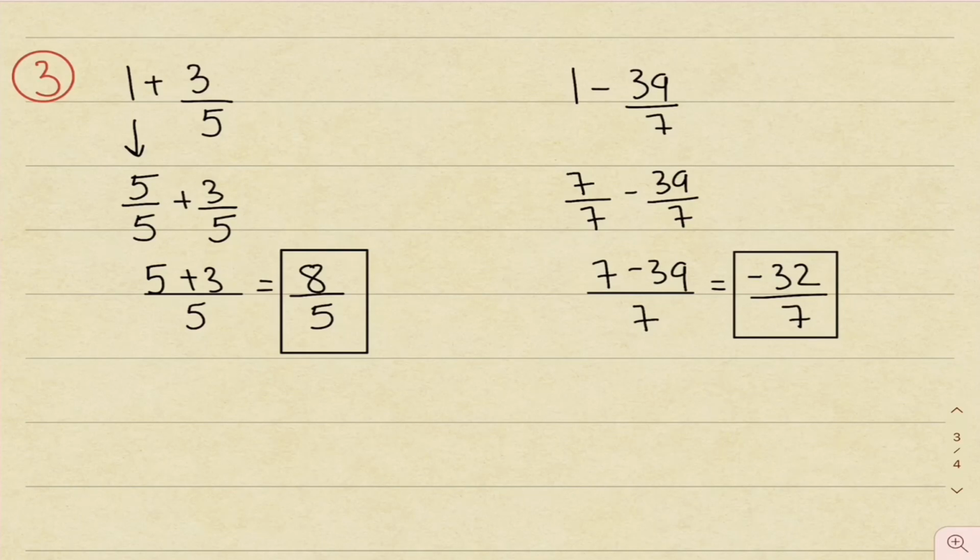Now let me do another example. Now I'm going to do a problem with mixed numbers. Let's say I have 5 and 1 over 4, plus 3 and 1 over 2. But before I go ahead and start, first I'm going to convert the mixed numbers into improper fractions.